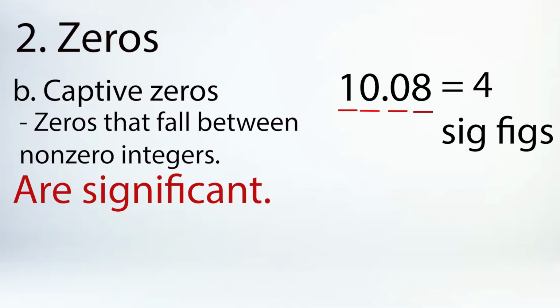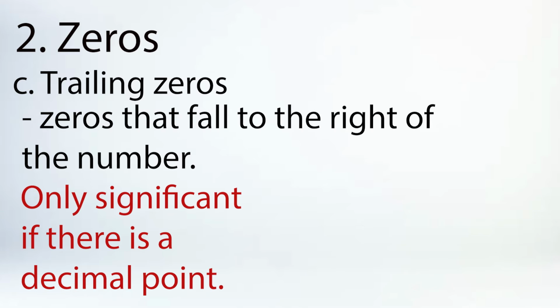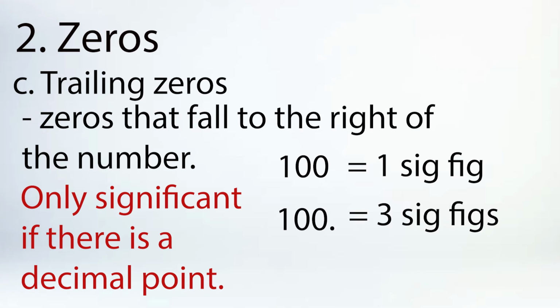And the last sub-rule is trailing zeros. Trailing zeros are zeros at the right of the number. Now, this one gets a little tricky because if you have a trailing zero and there's no decimal place, it's not significant. If you have a decimal point, then it is significant. The number 100 only has 1 significant figure, but the number 100 with a decimal point actually has 3.